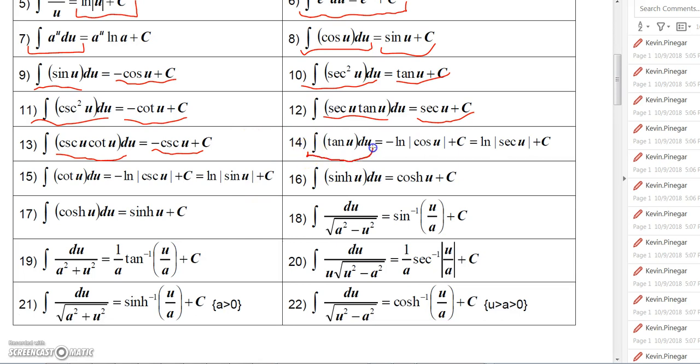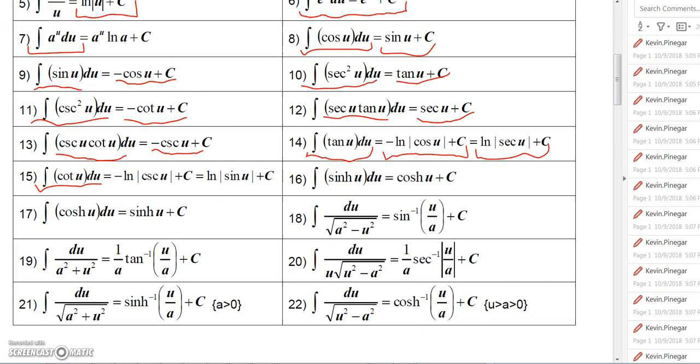The integral of tangent u du, there are two ways you can represent it. You can represent it as minus the natural log of the absolute value of cosine u plus c, or you can represent it as the natural log of the absolute value of secant u plus c. And the same thing for the integral of cotangent u. That can be minus the natural log of the absolute value of cosecant u plus a constant, or the natural log of the absolute value of sine of u plus a constant. And so that pretty much covers all of our trig functions.